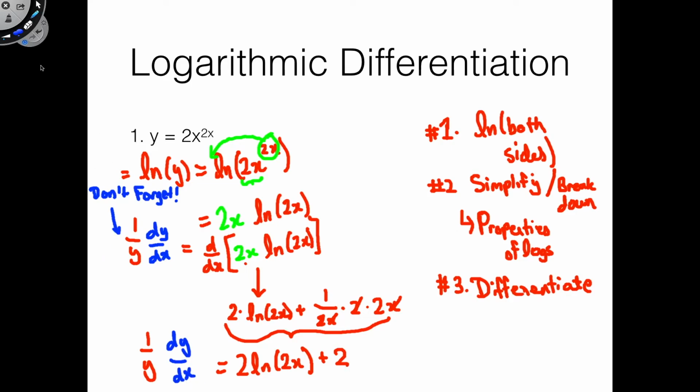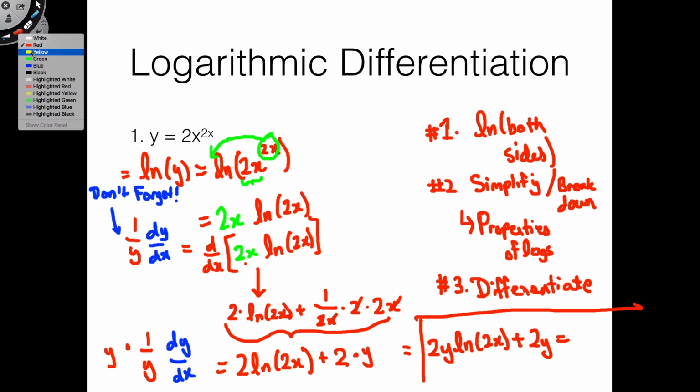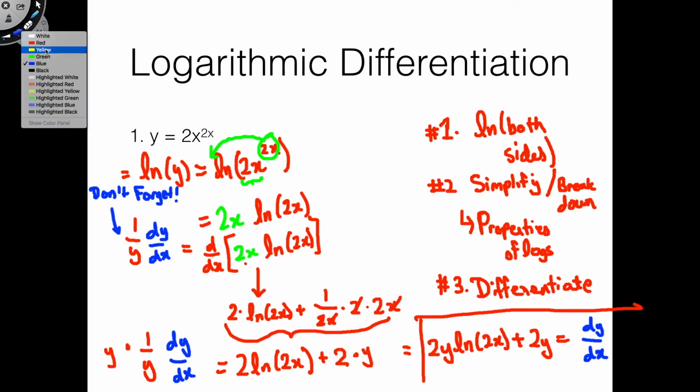Right, and for your final step, all you basically have to do is multiply the y to both sides, and your final answer should therefore be 2y ln of 2x plus 2y equals dy dx. So that right there would be your final answer. And I just went ahead and distributed the y to each of these terms. So that would be your final answer over there.